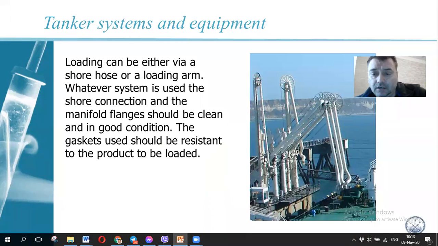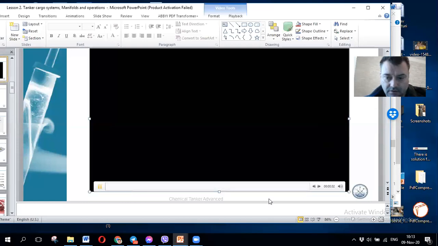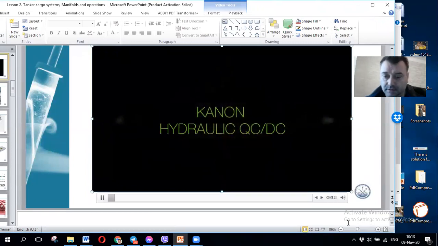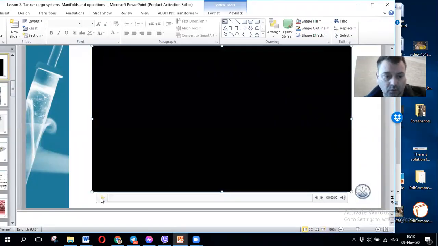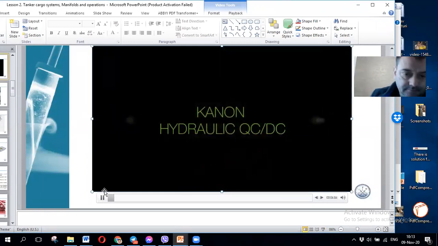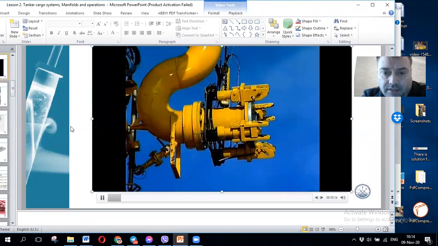So loading on board the ship can be via the shore hose or cargo arm. In the picture you can see the cargo arm. Please read it carefully. And here I will show you a video of what the cargo arm is and how it works. Sorry, it won't work on full screen. So that is a muted video. I just wanted to show you and I will explain.